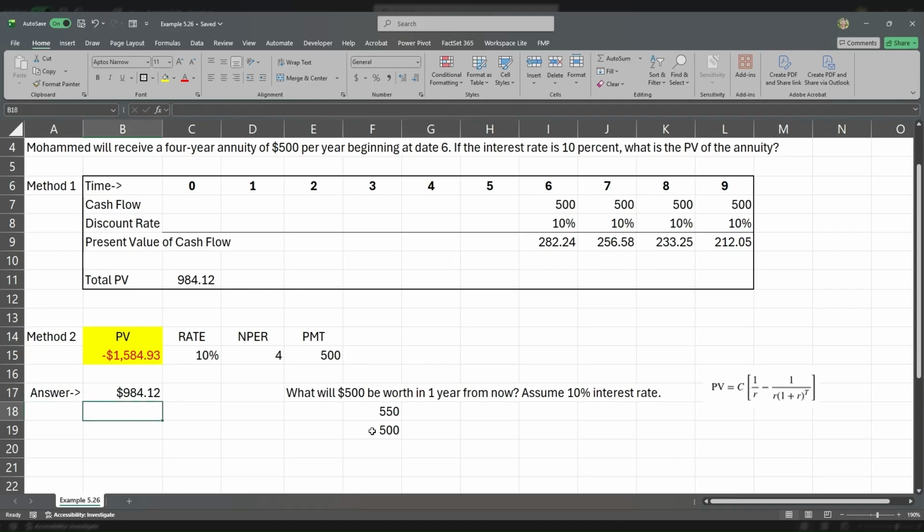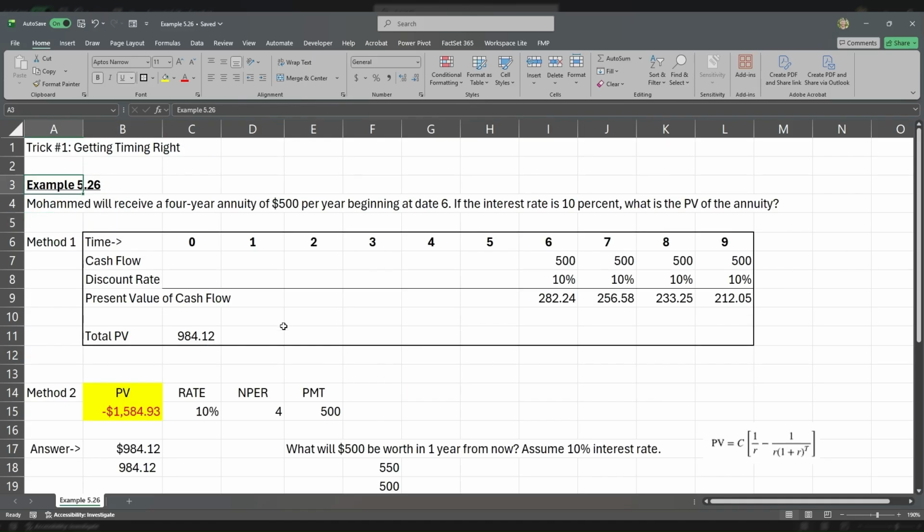Alternatively, what we could do is just reuse this formula that I had introduced at the very, very beginning. So my future value, and here I'm just going to do negative just to keep our signs consistent, divided by 1 plus the discount rate, 1 plus 0.1 to the power of 5. And I should get exactly the same number. So there we have it. So that is example 5.26.